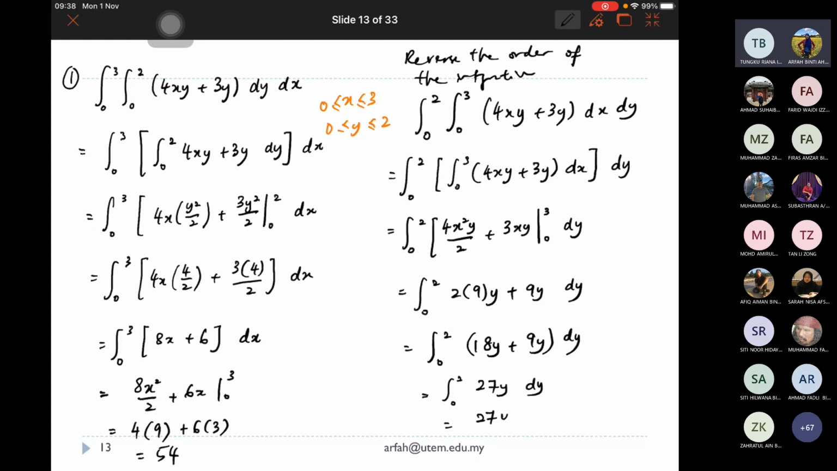So 27y kuasa 2 per 2, 0 sampai 2. So 27 darab 2 dapat jawapan dia 54 juga. So reversing the order will give you the same answer. So yang dah cuba, buat the next question.